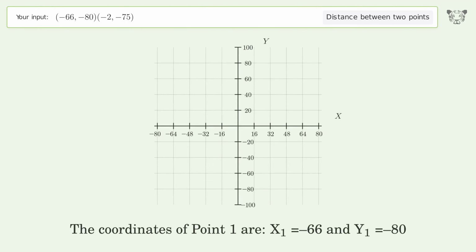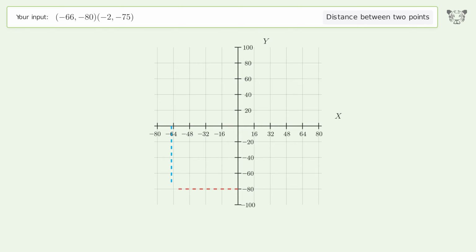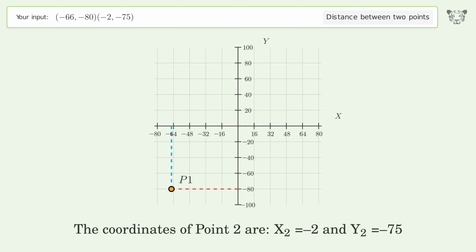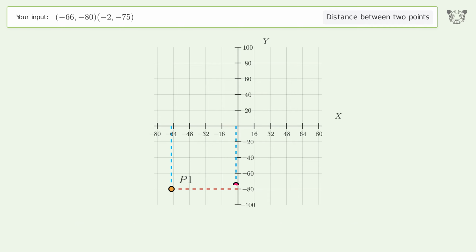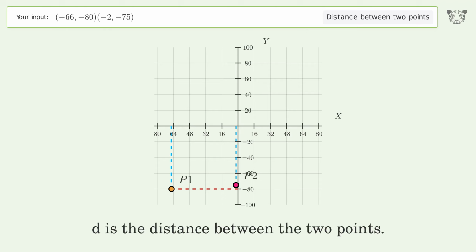The coordinates of point 1 are, x1 equals negative 66 and y1 equals negative 80. The coordinates of point 2 are, x2 equals negative 2 and y2 equals negative 75. D is the distance between the 2 points.